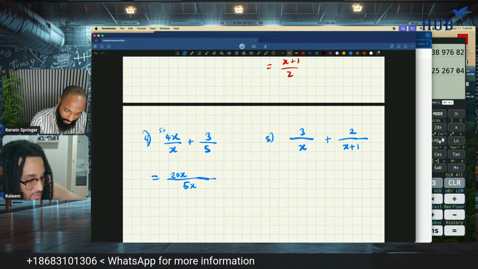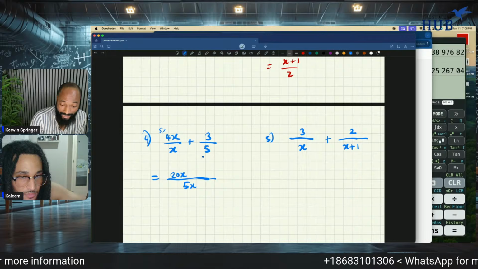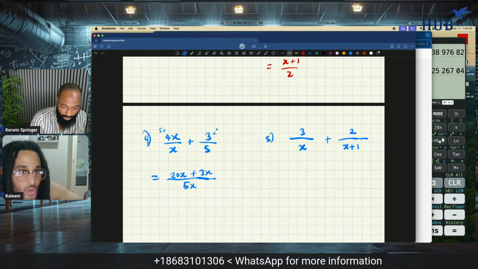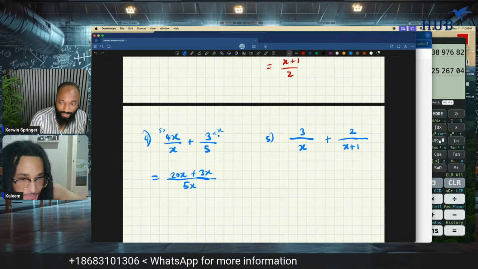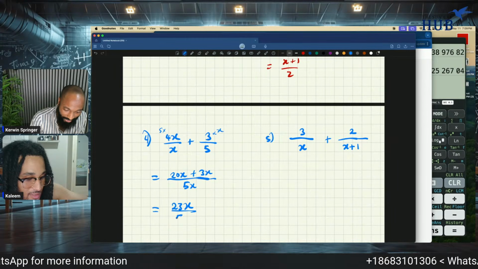20x. I get that. And one. 5 into 5x is actually x, so you end up with 3x here. Because this will multiply by x. Yeah, that is the part you miss. So you'll end up with 23x over 5x.